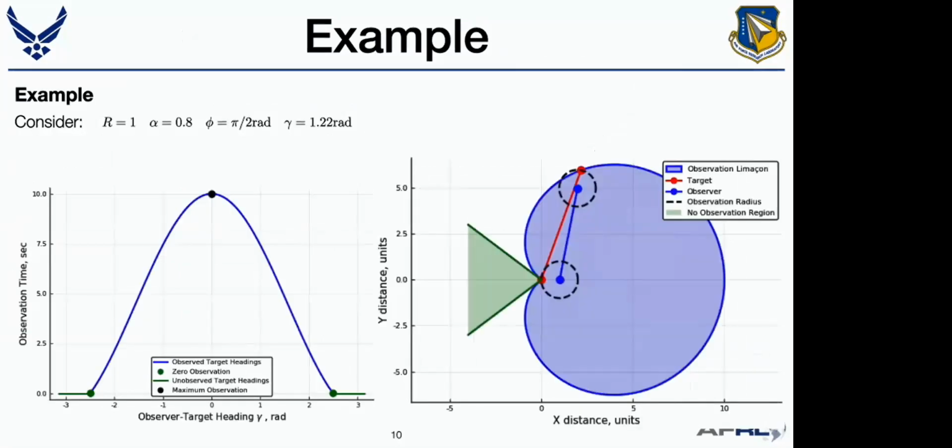By assuming the observer takes an optimal strategy and sweeping through all possible initial aspect angles between the target and the observer, we observe that some aspect angles preclude the observer from making any contact with the target. These aspect angles are highlighted in green. The figure on the right shows our example scenario overlaid on top of the observation limit in blue and the zero observation region in green.